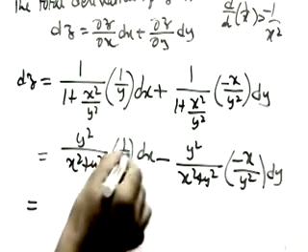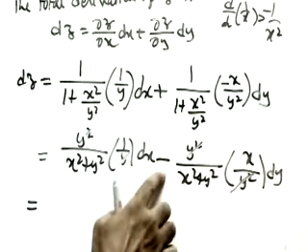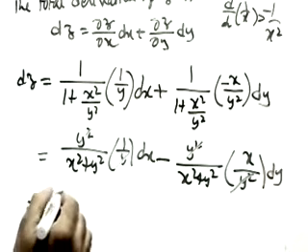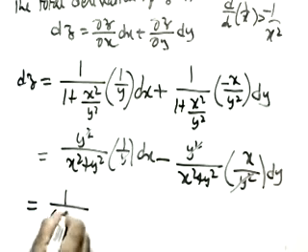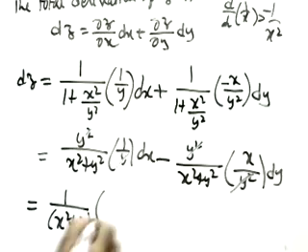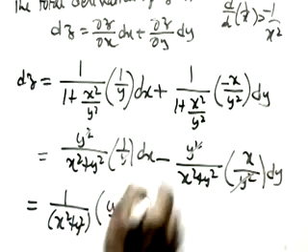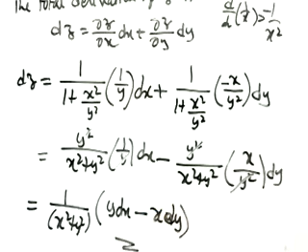Now let me take common here. Let me cancel this y square, y square. Sorry, we have already written here minus. Now let me take common. What can we take common here? In the denominator, we can take 1 by x² plus y². What is left here? y dx minus x dy. So this is the thing we have to prove.